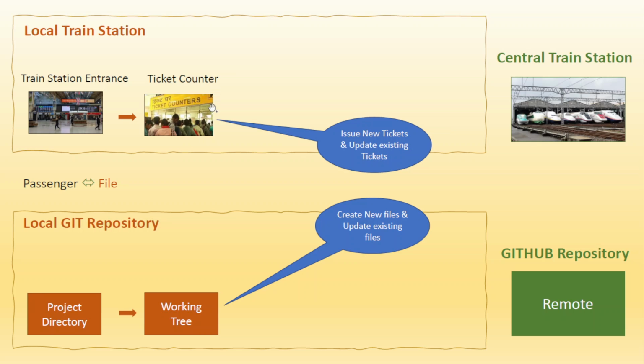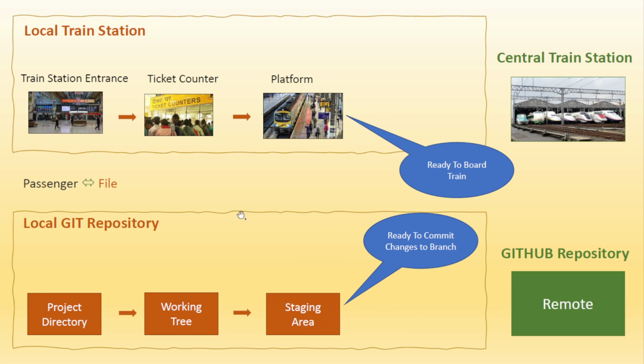At the ticket counter, two things can happen. Either you get a new ticket or you update the existing ticket. Similarly, as soon as you make any changes to existing files, or you create any new file, those files will go to the working tree area, and you would be doing all the updates there. Now once you have taken the ticket, you go to the platform. Platform is where you are ready to board the train.